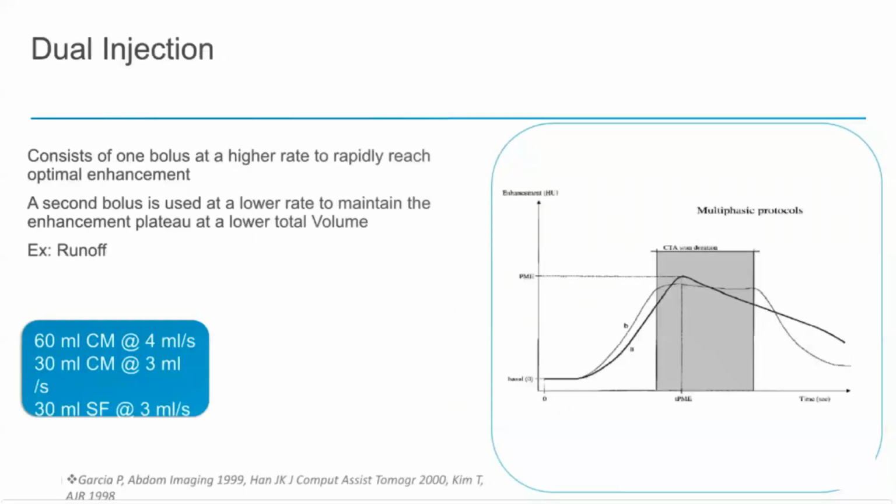You can also consider multi-phase injection protocols if you want to maintain the enhancement plateau, but use a slightly lower total volume of contrast. This type of injection protocol can be useful, for example, in peripheral runoffs, where the acquisition time is quite long.